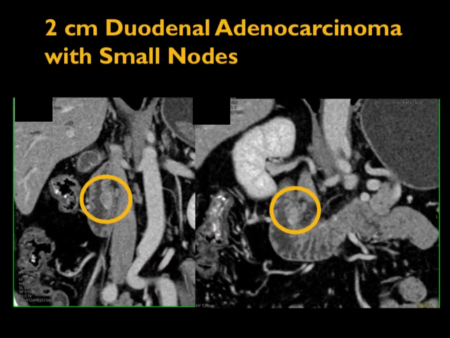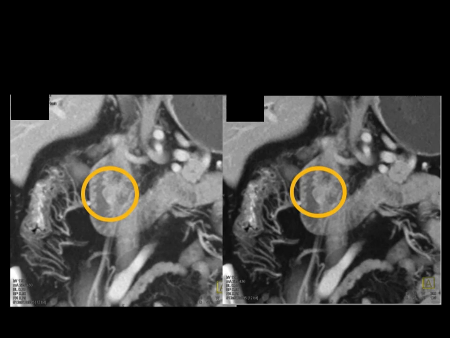Now, with duodenal cancer, the tumors may be relatively small and have nodes. Here's a patient with a 2-centimeter duodenal cancer. There are multiple small nodes in the aortocaval space, nicely seen. And again, the tumor is not that big, but the patient was having symptoms and it was a great diagnosis. And here it is again. You can see the enhancing lesion.